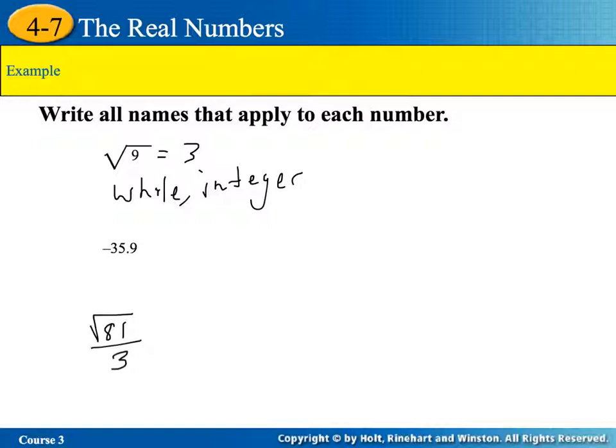Integers. What do we know about integers? They are rational numbers. What do we know about rational numbers? They're also real. Rational numbers are real.